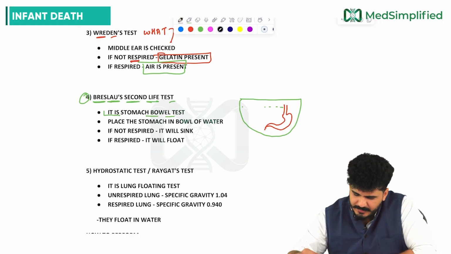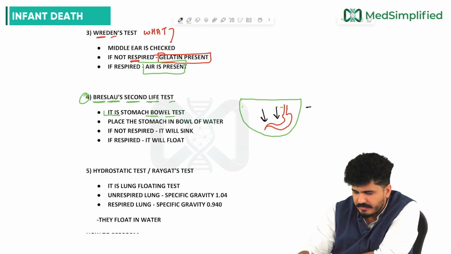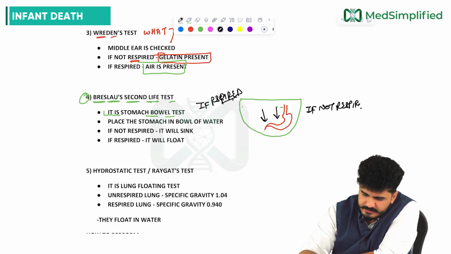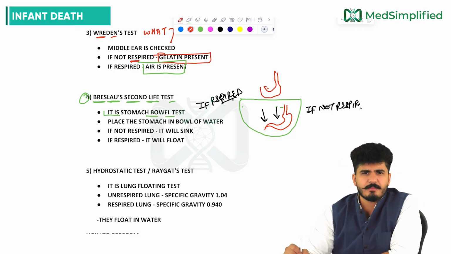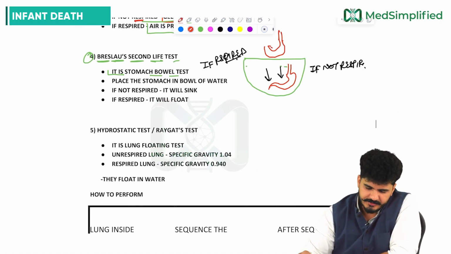If not respired, the stomach will sink. It will be here at the bottom. If respired, my dear friends, then the stomach will float. You will see the stomach on the top. So these are Breslau's tests.